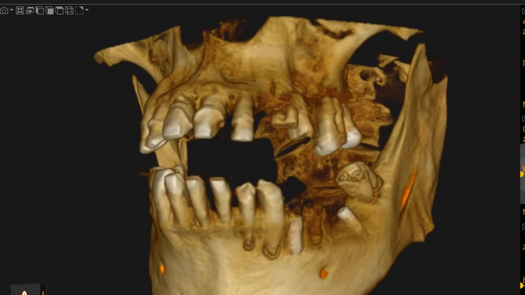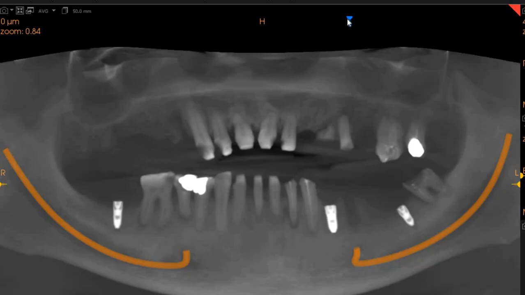Here is the CBCT of the patient which you had requested. The area of interest is the maxilla, the upper right and left areas for implant placement. Now, moving and focusing on the upper left side first.